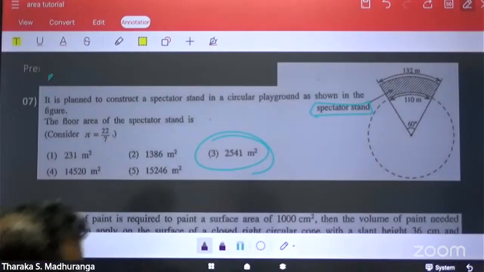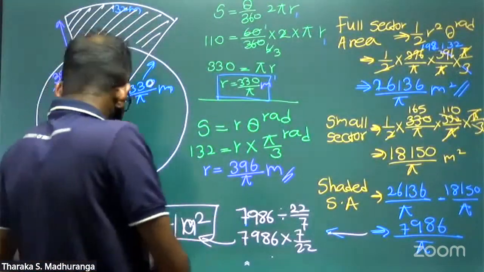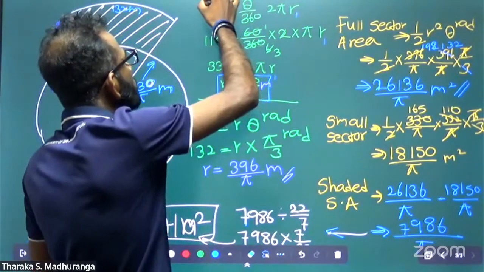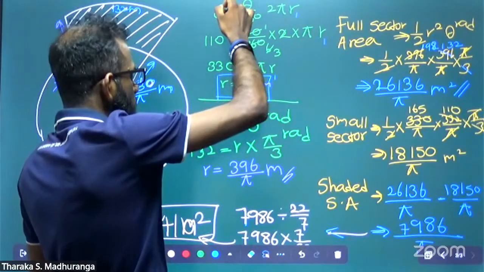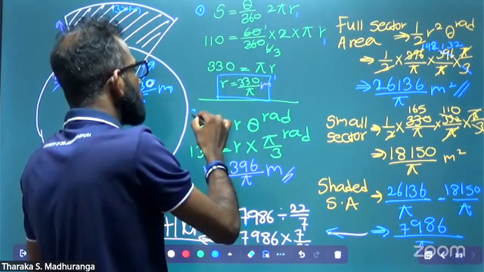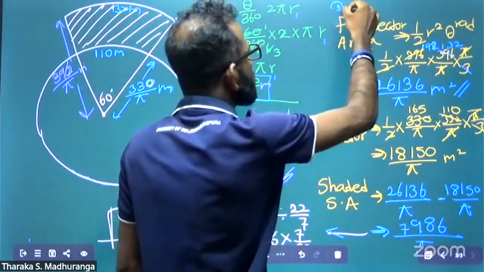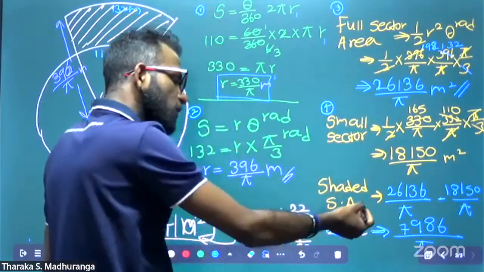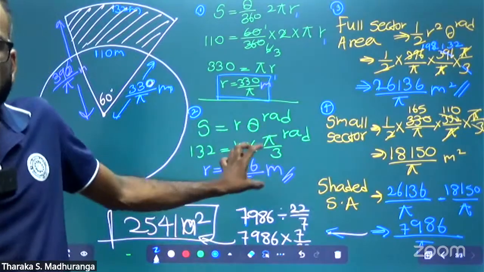Okay, I'll give you 1 minute to understand these steps. First of all, I found the radius. This is my first step, the small sector radius. This is my second step, the full sector radius. This is the third step. Full sector area is the fourth step. Small sector area, then subtract it and get the value. Understood? Now understood, Fatima?